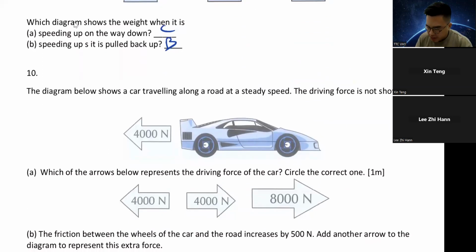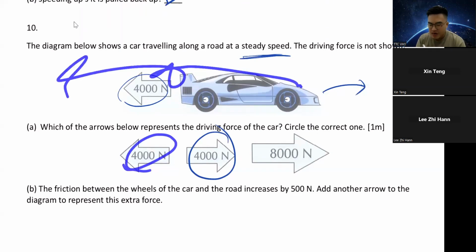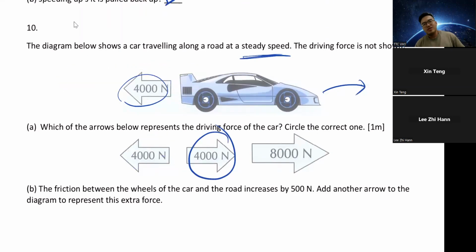Okay, number 10, steady speed. Steady speed. The friction is 4,000. So what is the driving force? It should be 4,000 also. Common sense. It cannot be 4,000 backwards. Then this will be 8,000 behind already. So the car will just go backwards. Does it make sense?